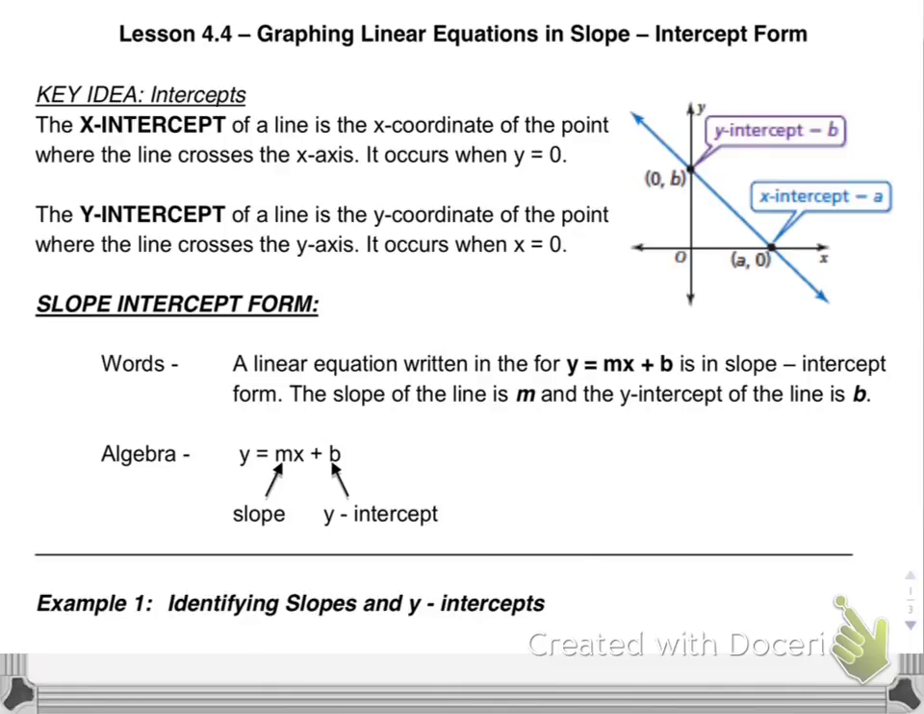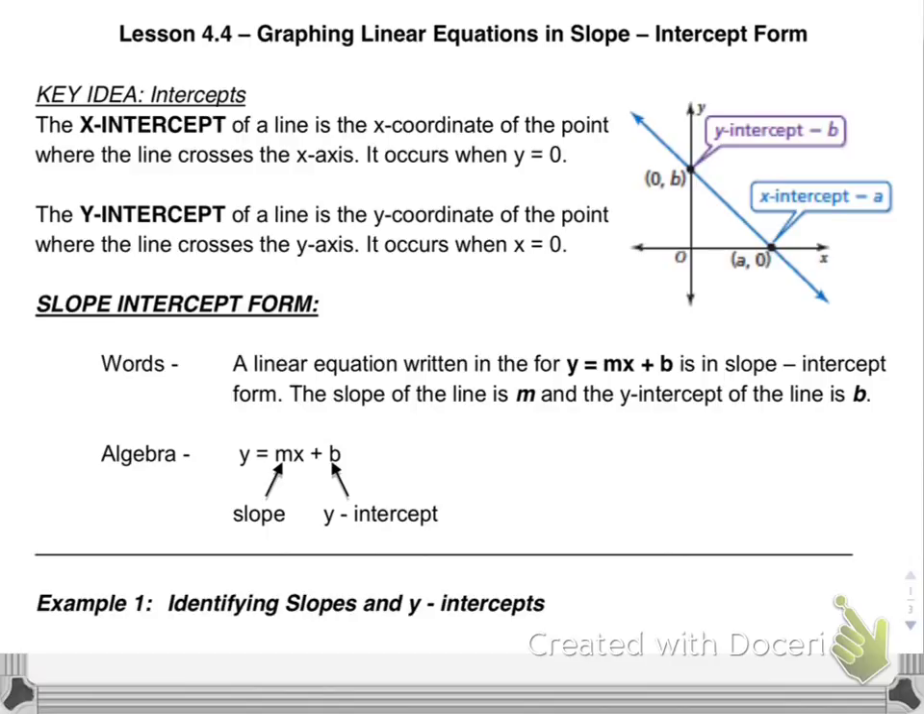The x-intercept is pretty much where your line crosses the x-axis. So if you look at this graph here, my x-intercept is a comma 0, so in that sense it's like a positive number. We don't know what this a number is, but what we do know is that the y-coordinate is always going to be 0. Right? It's always going to be some number comma 0 for an x-intercept.